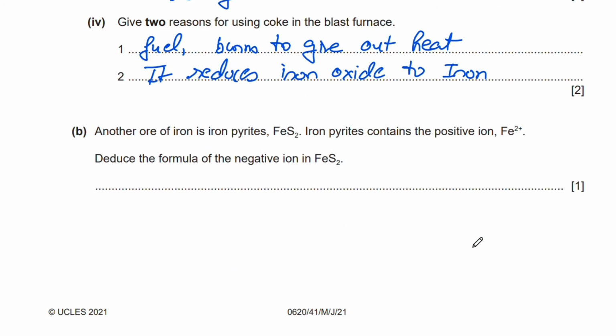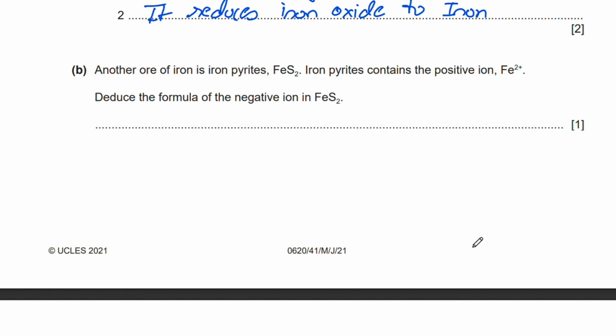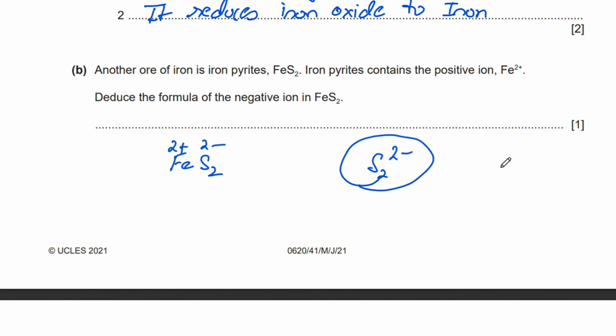Next one. Another ore of iron is iron pyrite, FeS2. Iron pyrite contains the positive ion Fe2+. Deduce the formula for the negative ion in FeS2. In FeS2, Fe is 2+, so this is 2-. So either you can write S2 2-, or there are 2 atoms of S, each S-. You can write this also as S-.